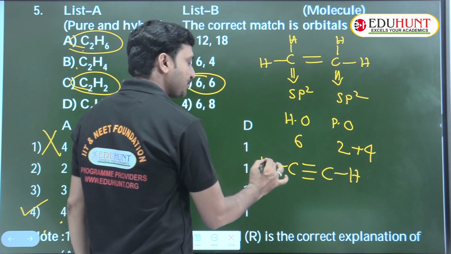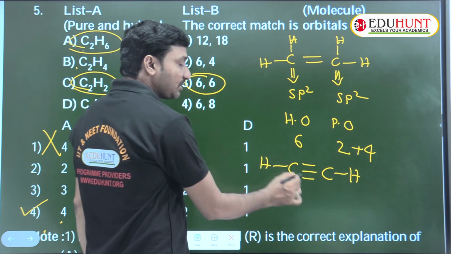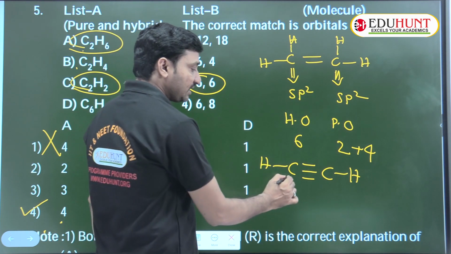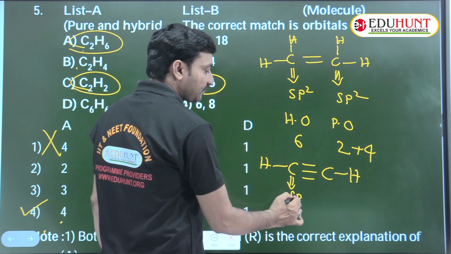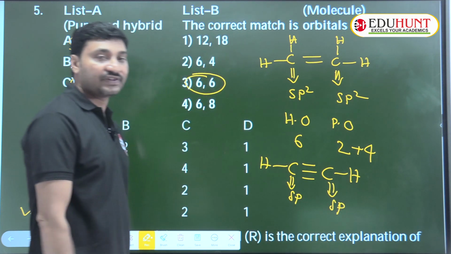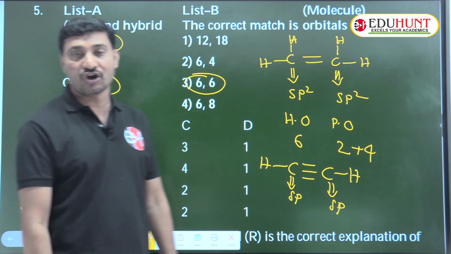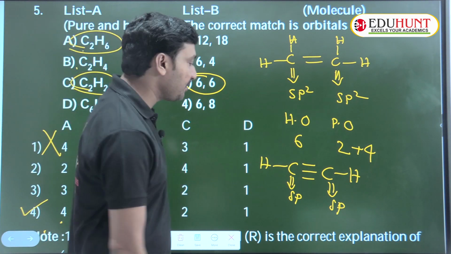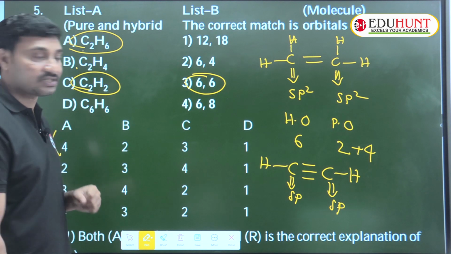This is the structure of C2H2, right? Around the carbon, 2 sigma bonds. That's why sp hybridization. Here also 2 sigma bonds, sp hybridization. If carbon undergoes sp hybridization, how many hybrid orbitals are there? 2 hybrid orbitals and 2 pure orbitals are there.